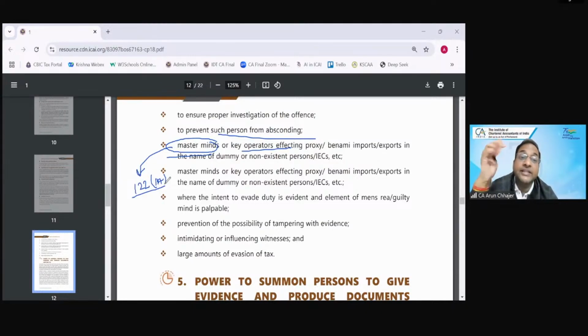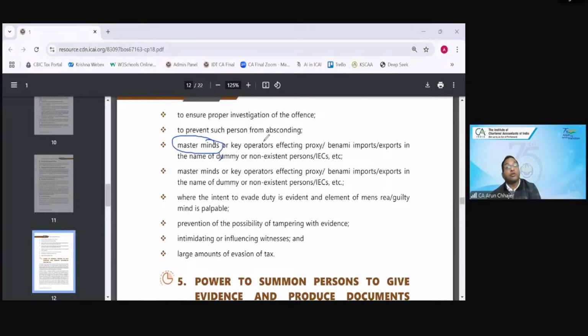Then in that case they could not recover the taxes, penalty etc. Then what would be the case? नया penalty provision add किया गया for mastermind also. And उस केस में even property can be attached to recover the tax. This was inserted. It was not in the law, not in the beginning of the law. It was later on inserted to cover the mastermind or key operator, proxy, benami, importer, exporter in the name of the dummy, etc.